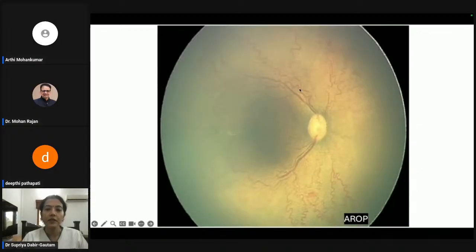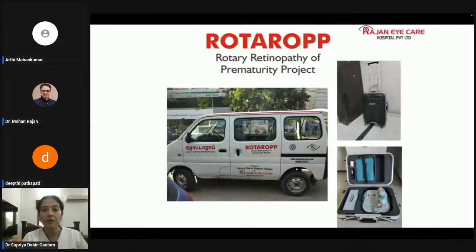Without all the other stages, what you have is an aggressive ROP, where you can see this dilatation, tortuosity, what we call plus disease, happens in the posterior pole. It's a very angry looking retina. Pupils don't dilate well. The media can be hazy. And these are babies who have a very short interval of treatment, a small window, crucial window within which we have to treat these babies.